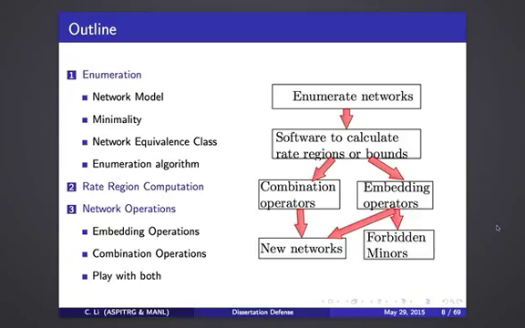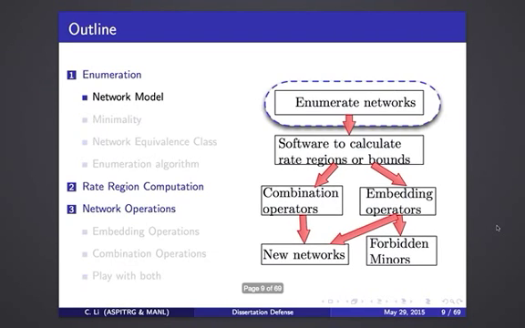So I will basically cover the three contributions in this presentation, but with a slight change of the order. I will first talk about the enumeration and then talk about the calculation of the rate region for each of them. At last, I will define the network operators that build the hierarchy. So let's first look at the enumeration.